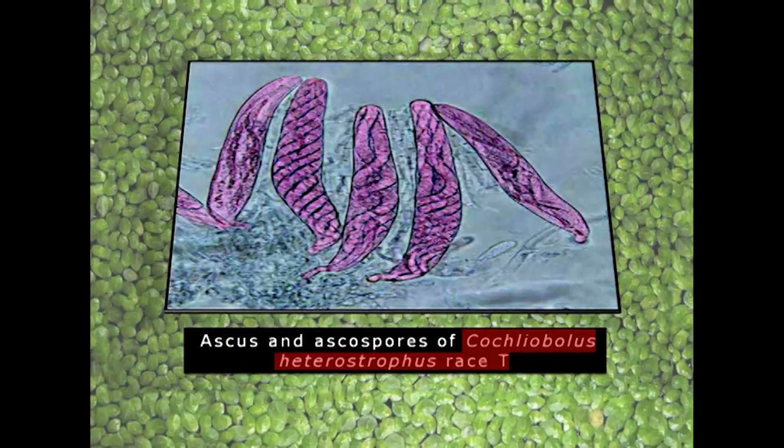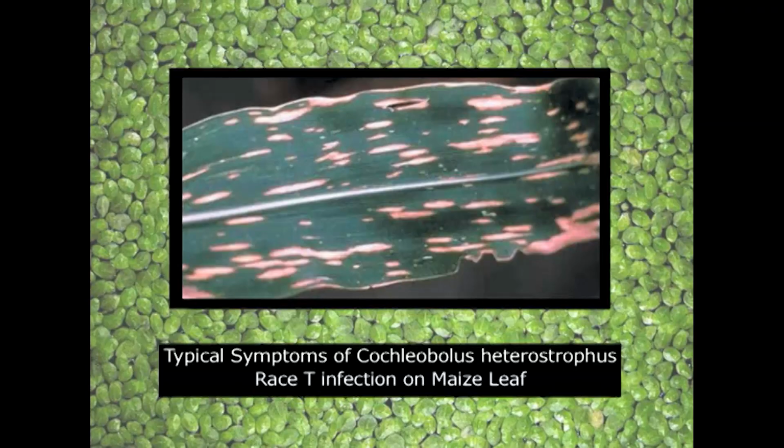The next important toxin is commonly called the T toxin, because it is produced by a particular fungus called Cochliobolus heterostrophus race T. Because of this race T, we call it T toxin, and this T toxin is being produced by the reproductive spores. Here I have shown the asci and the ascospores inside the particular Cochliobolus fungus, and this particular infection will produce the T toxin.